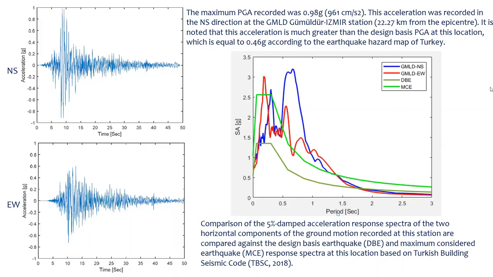So this one is located around 20 kilometers from the epicenter. And it presented an acceleration of almost 1 G, as you can see here in the north-south direction, if you look at the upper left corner, whereas the expected acceleration is 0.4 for this zone, according to the seismic hazard map. So that was a first, let's say, question mark.